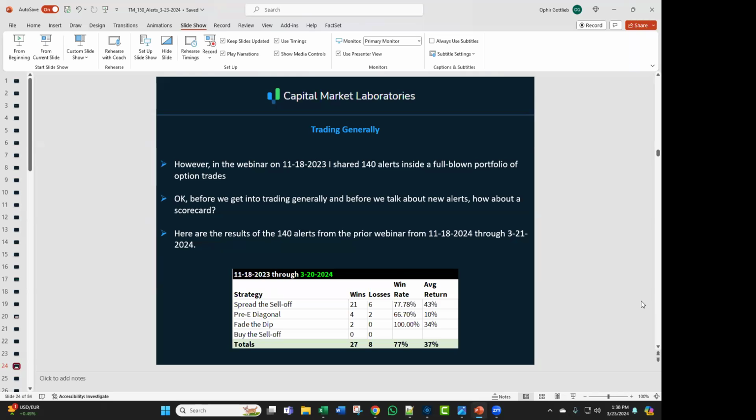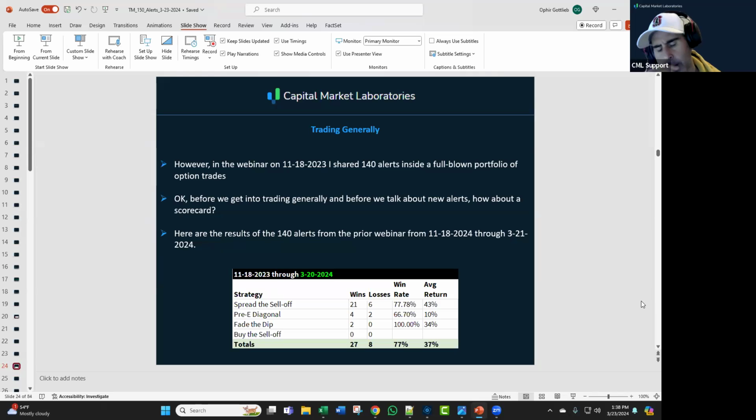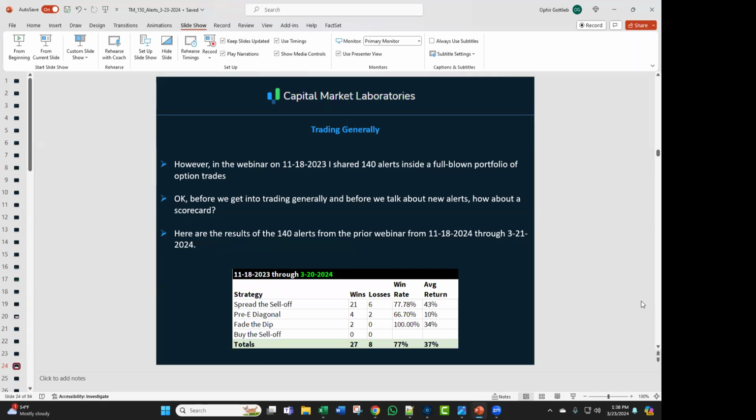Someone's asking, is TradeMachine 5 different than the previous version? And are there any changes for Platinum subscribers? No, that's just a URL link. There's only one TradeMachine.